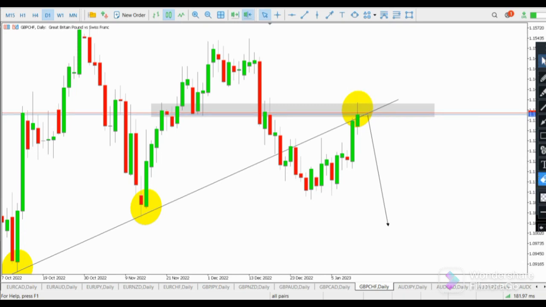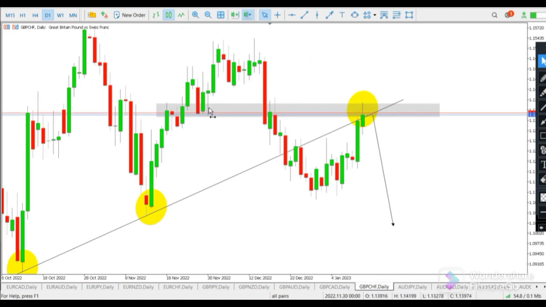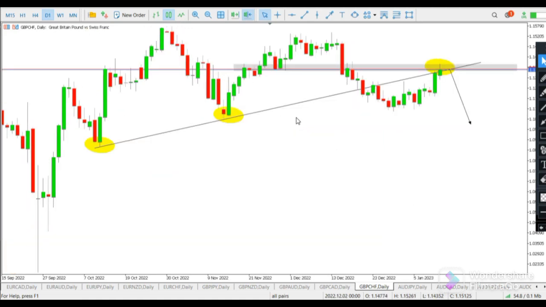Okay, so yeah, guys, that's it on GBP Swiss. I'm hoping to see some selling opportunities for more pushes to the downside.